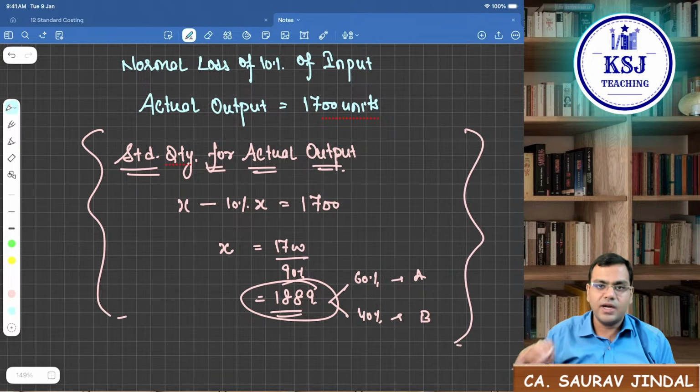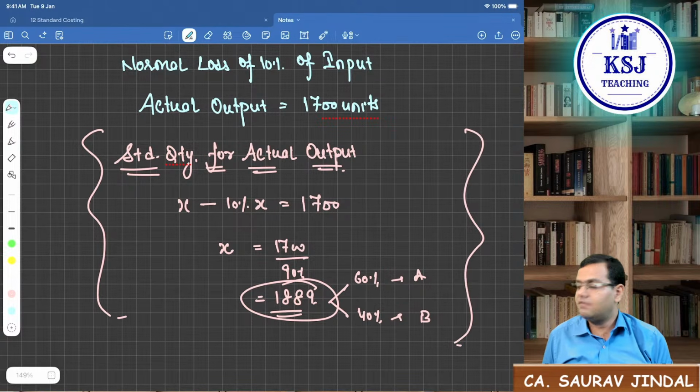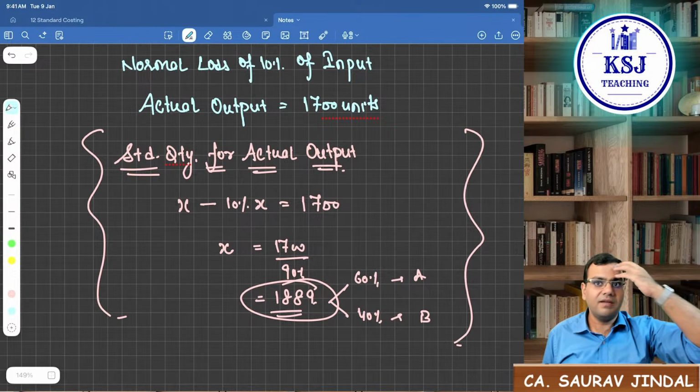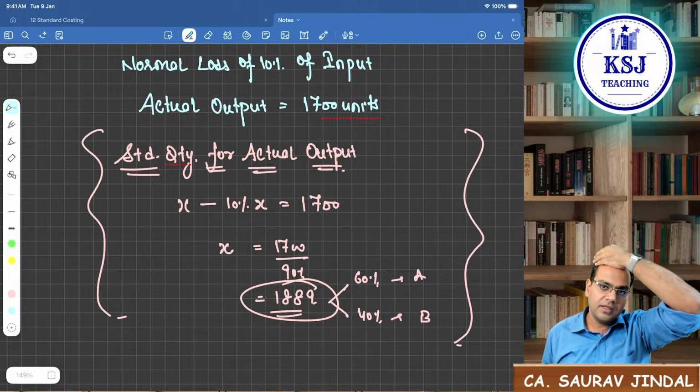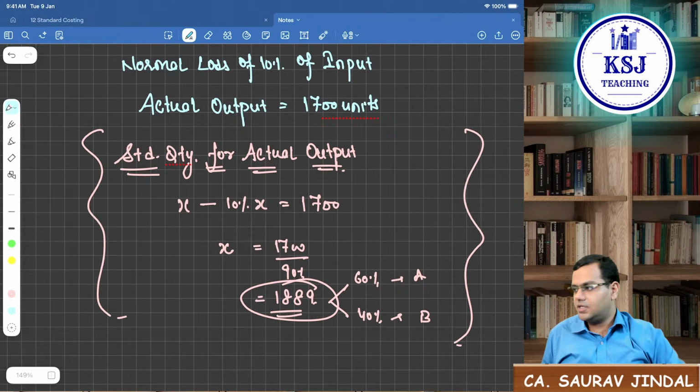So with this, we are done with our material variances. After this, we'll move to the labor variances. Now, if you are able to understand material variances, then labor variances are very, very easy.